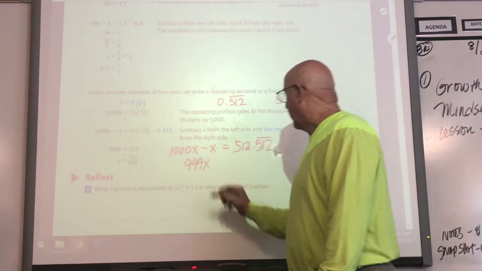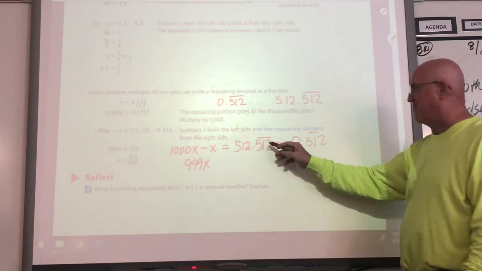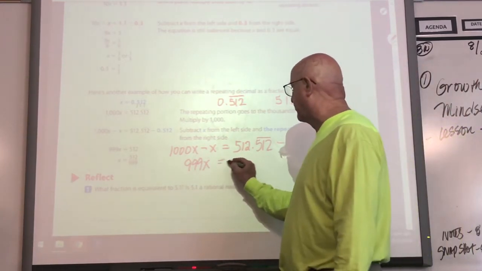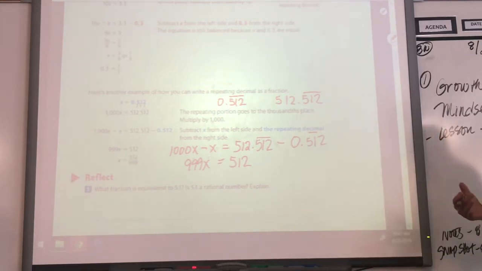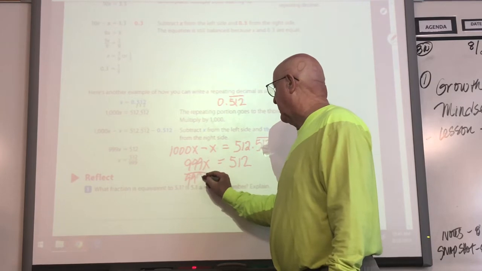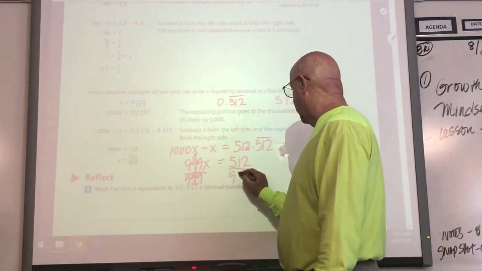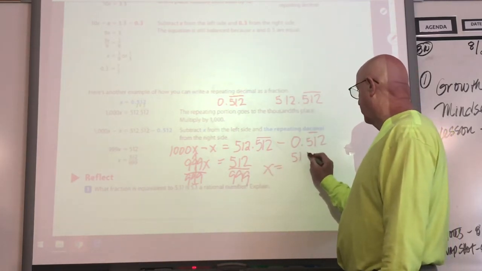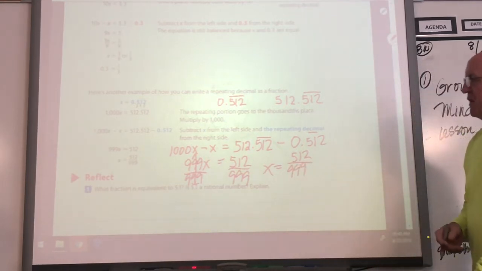So if we subtract those, we get 999x, and 512.512 repeating minus 0.512 repeating just leaves us with 512, right? So that 512 now is divided by 999, because we divide both sides, we get 1x there, and we get x is equal to 512 over 999, right?